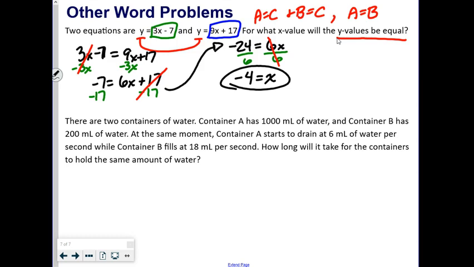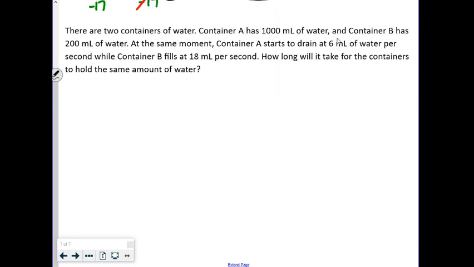And you could check this by plugging negative 4 back in for the x on each, and it will work out. I believe it's negative 19 for each once you plug it in, because 3 times negative 4 is negative 12. Negative 12 minus 7 is negative 19. Over here, 9 times negative 4 is negative 36. Negative 36 plus 17 also gets us negative 19. All right, let's take a look at this containers problem.